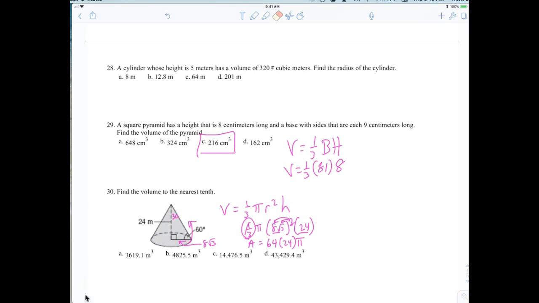So the volume of a cylinder V equals pi r squared times h. V is 320 pi. Do we know what the radius is? No. But we know that the height is 5. So 320 divided by 5 is what? 64. And you just cancel the pies out. The answer is 8. Brilliant. Cancel the pies.